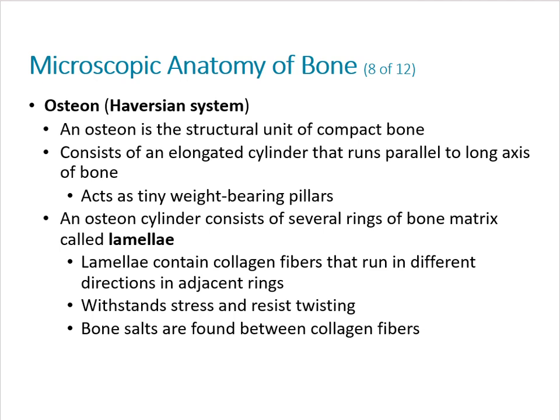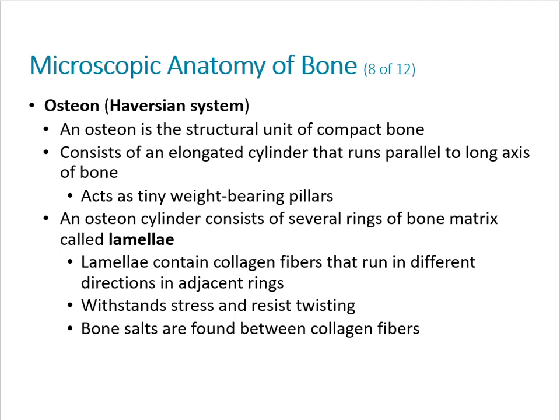Another name for the osteon is the Haversian system, and an osteon is known as the structural and functional unit of compact bone. It consists of multiple elongated cylinders, and they run parallel to the long axis of bone, especially when we're talking about the bone that we see in long bone. Compact bone tends to be more on the outside of bone, and that's where we find osteons.